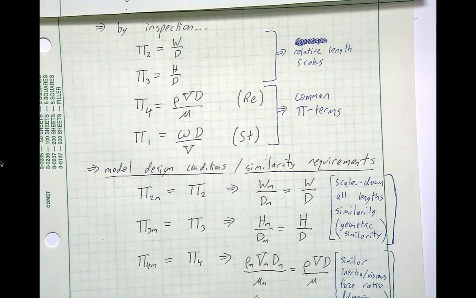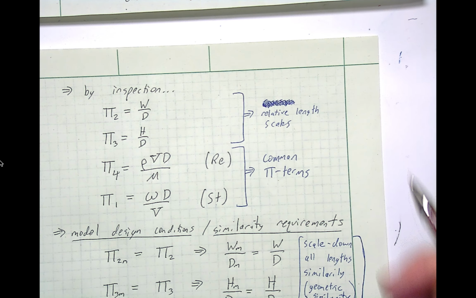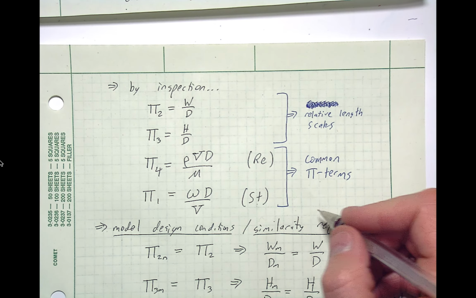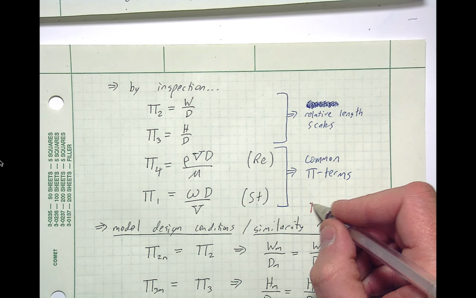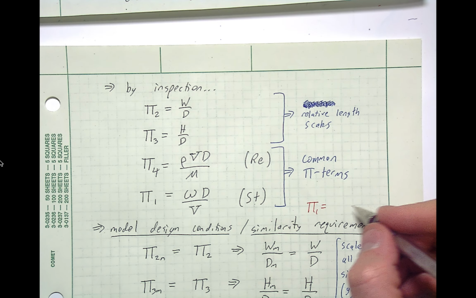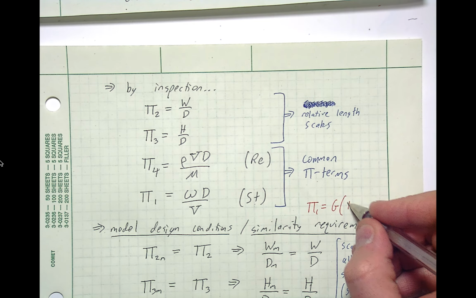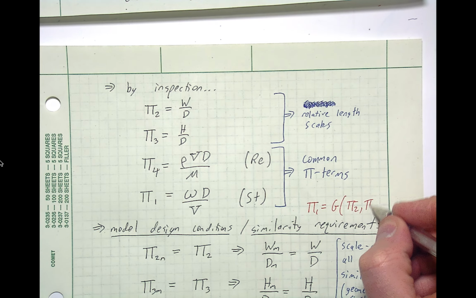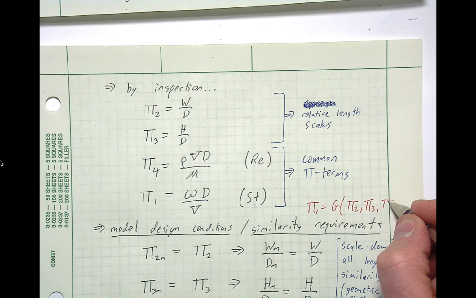Okay, so the next step, now that we know our pi terms, is to have a communication between our model and our prototype, or the model and the real system. We need to match all of our pi terms. So there's 4 of them in this case. The first 3, the independent ones. So maybe I kind of skipped a step here, but the result of this is that we have pi 1 is some function of pi 2, pi 3, and pi 4.